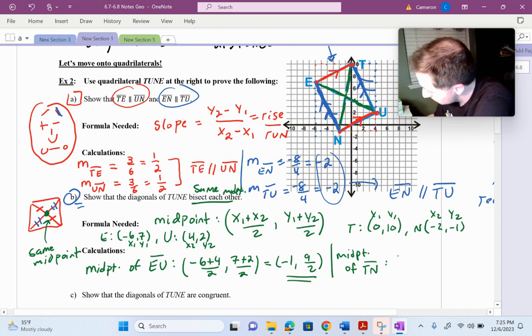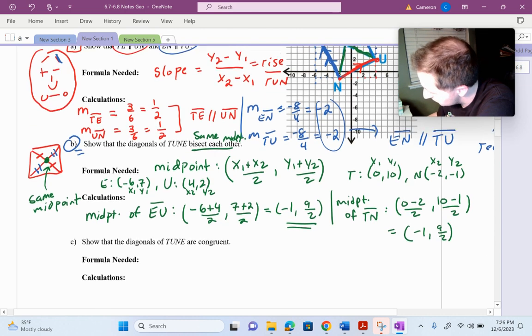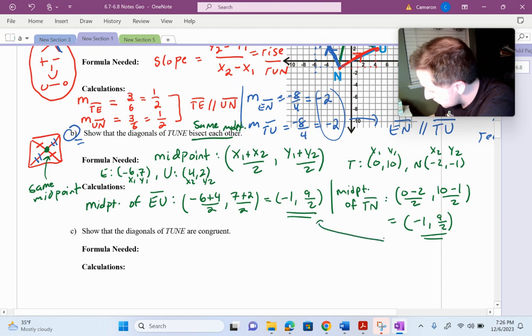That's my goal. So I'm going to do 0 plus negative 2, 0 minus 2, divided by 2, and 10 plus negative 1, 10 minus 1, divided by 2. And I get negative 2 over 2 is negative 1. 10 minus 1 is 9 over 2. And if you compare, they have the same midpoint. These are equal. So the diagonals do bisect each other because these are the same midpoint.